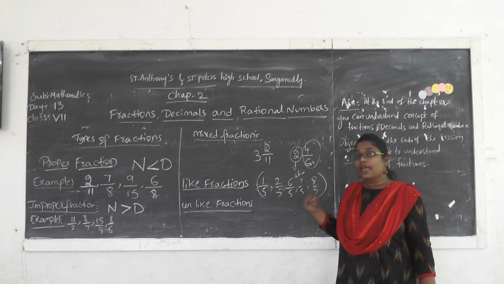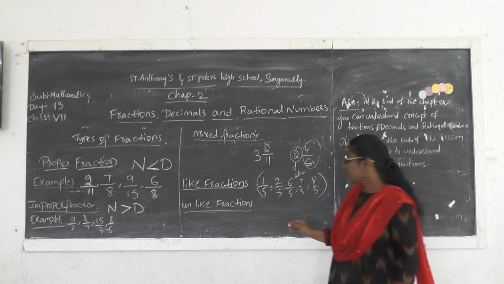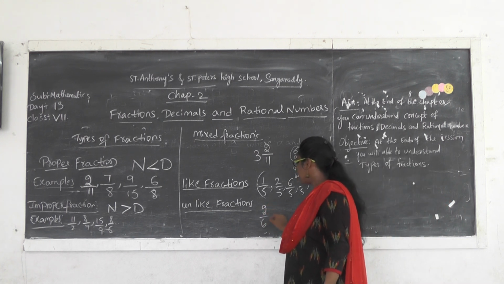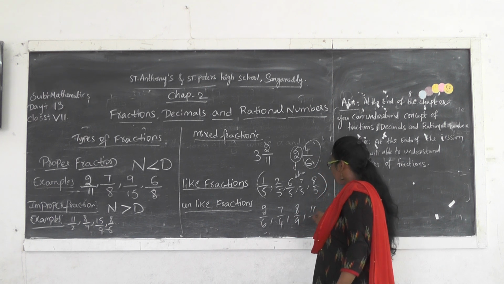What is meant by unlike fractions? It is just different denominators. Let me take 2 by 6, 7 by 4, 8 by 9, 11 by 15.